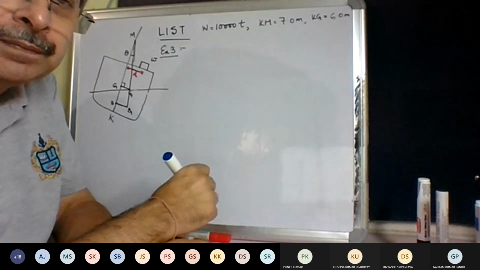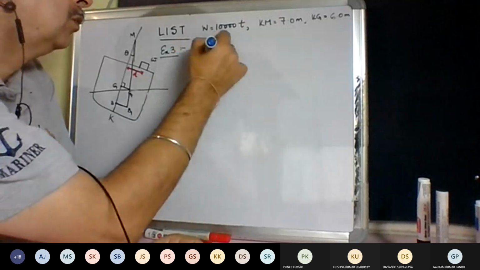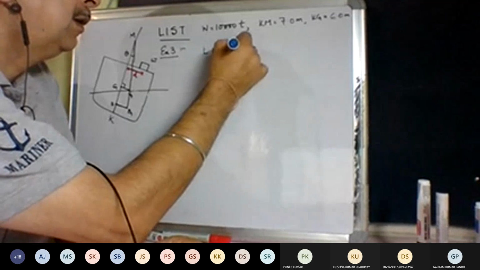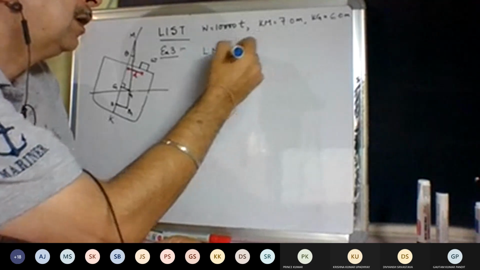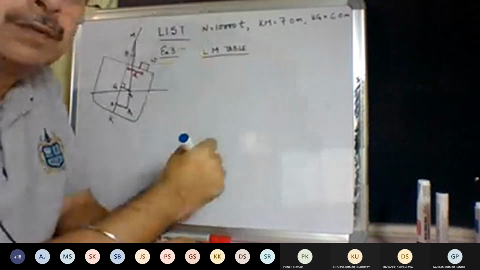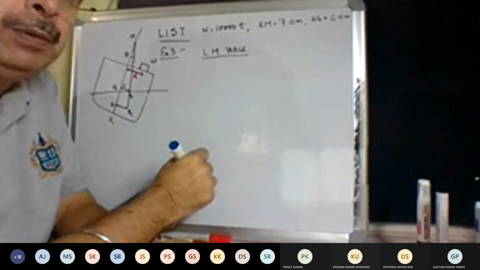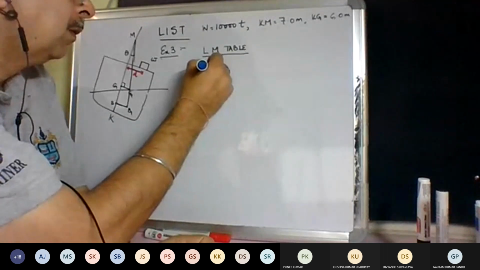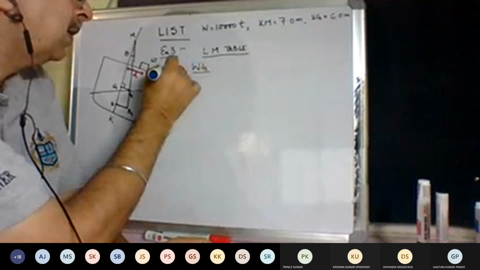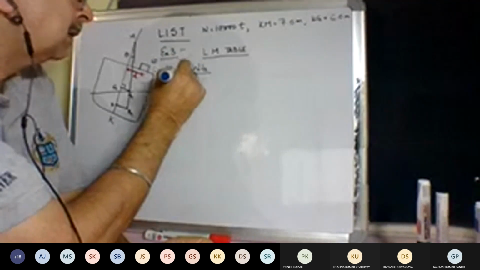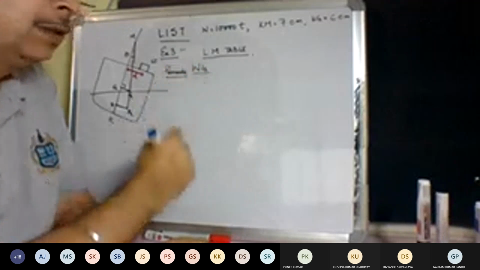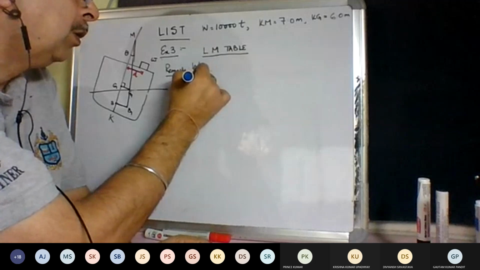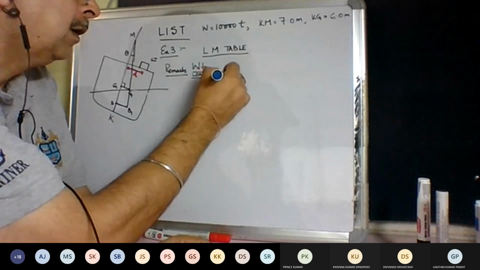So we make a table, a listing moment table, or list table we can also call it. First is remarks, then weights, and under weights, load and discharge.